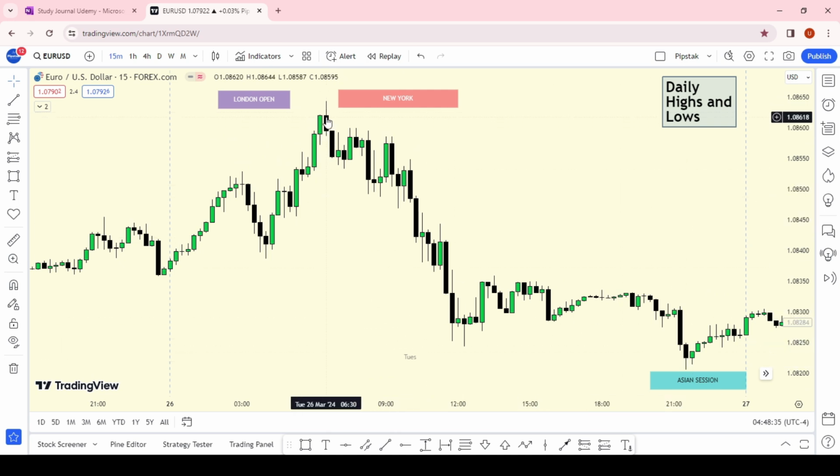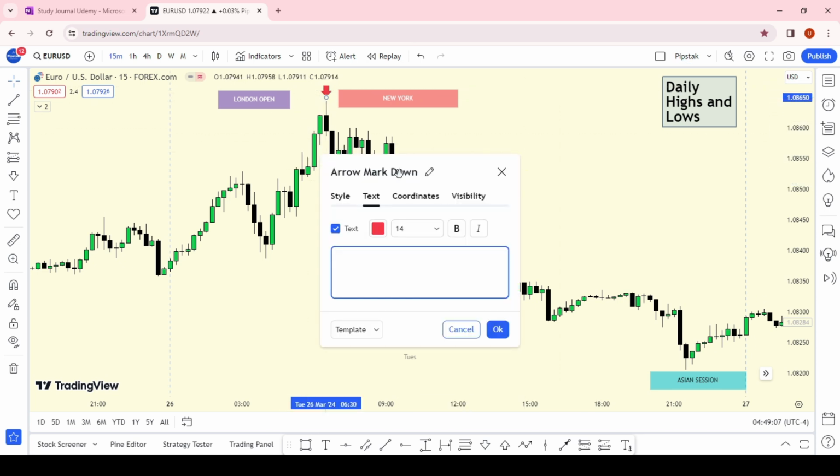So for instance, in this example, this is the highest high for the day. That is the highest high that was printed within this day. This is Tuesday. And the lowest low was, this is still Tuesday at 21:30. The highest high was printed at 6:30 a.m. Then this was 21:30 p.m. So essentially you want to indicate the highest high. What you can do is just take the arrow, indicate that this is the highest high for the day. You can call it maybe daily high.